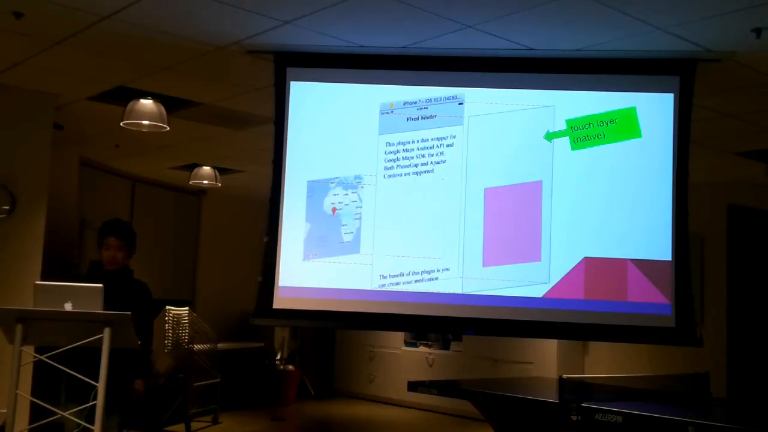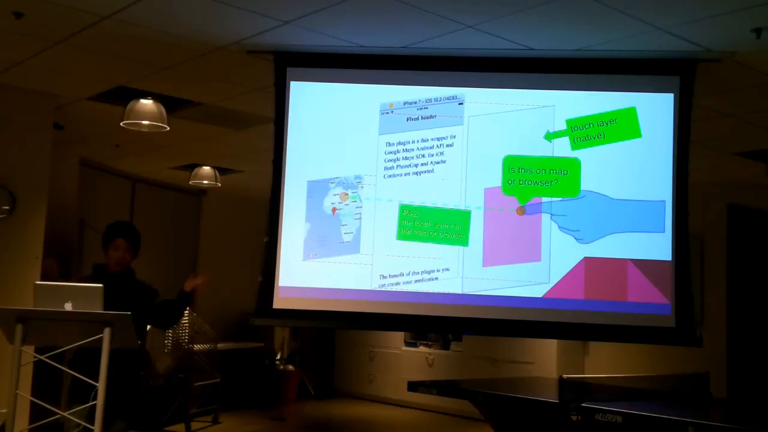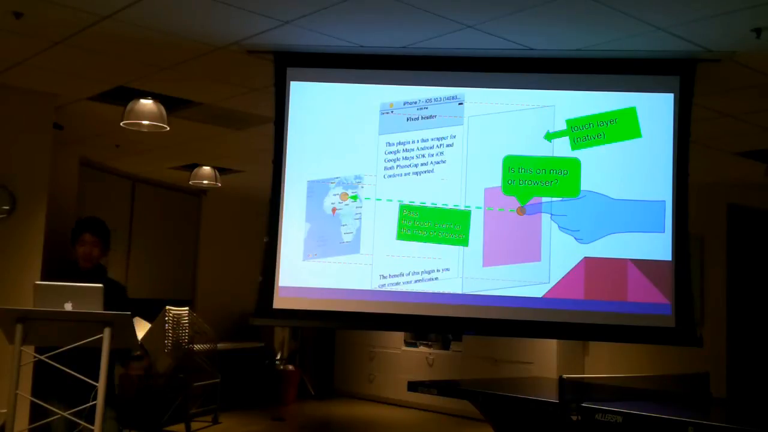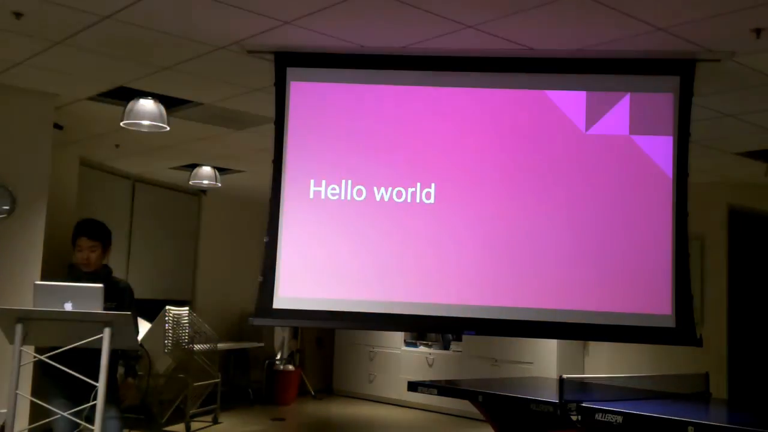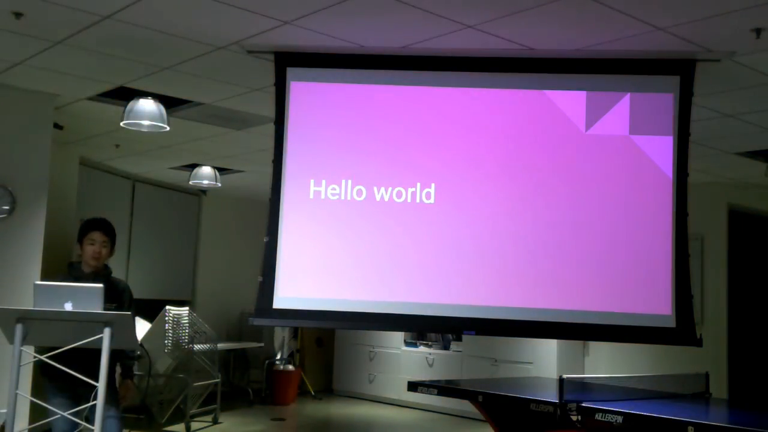So this plugin generates a transparent touch layer. Then when you touch, it decides: maybe this is the browser, or this is the map. That's smart, right? Okay. I just want to show you how to create this application.